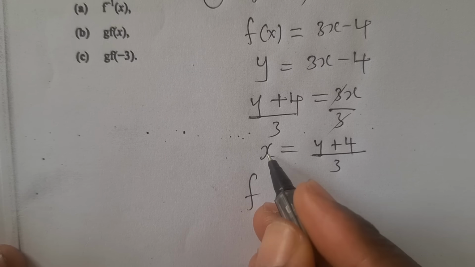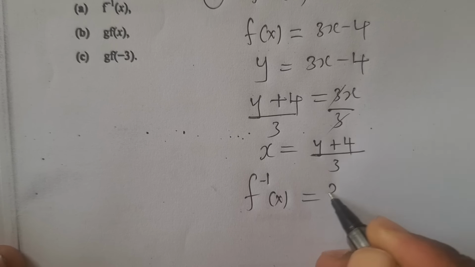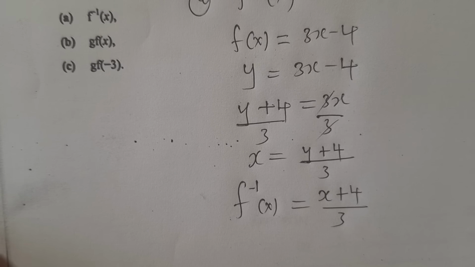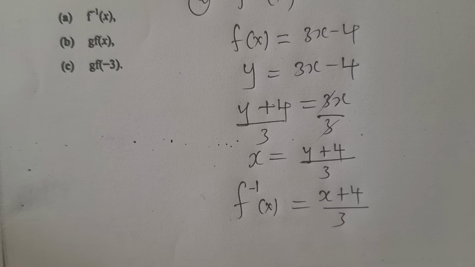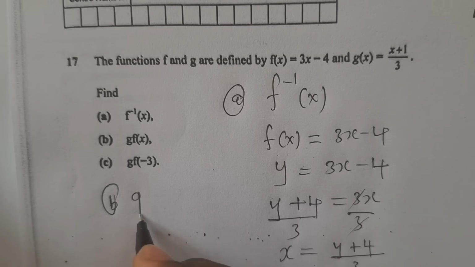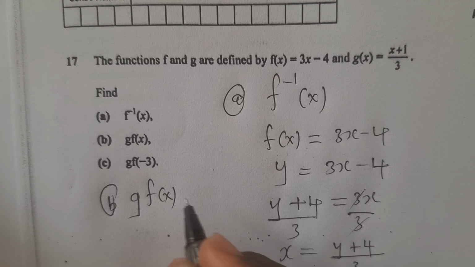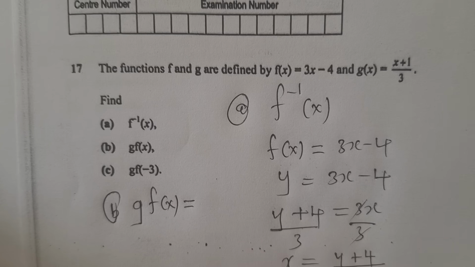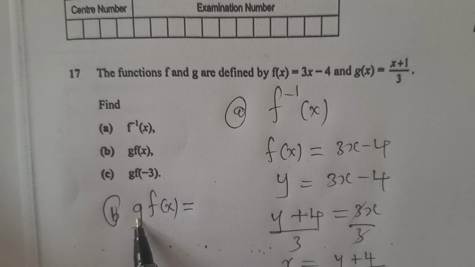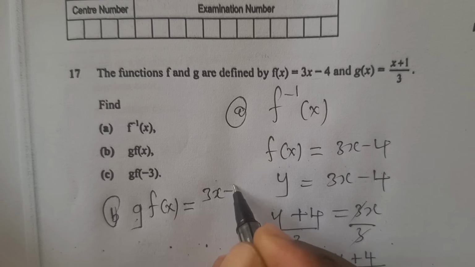Now, the moment this x is alone like this, we can write f inverse of x is equal to (x plus 4) over 3. Where there is y here, you write back the x. Now we go to question B. g of f of x. You get the g function, which is starting, and then you fuse in the f function where x is here. So it will be like this.